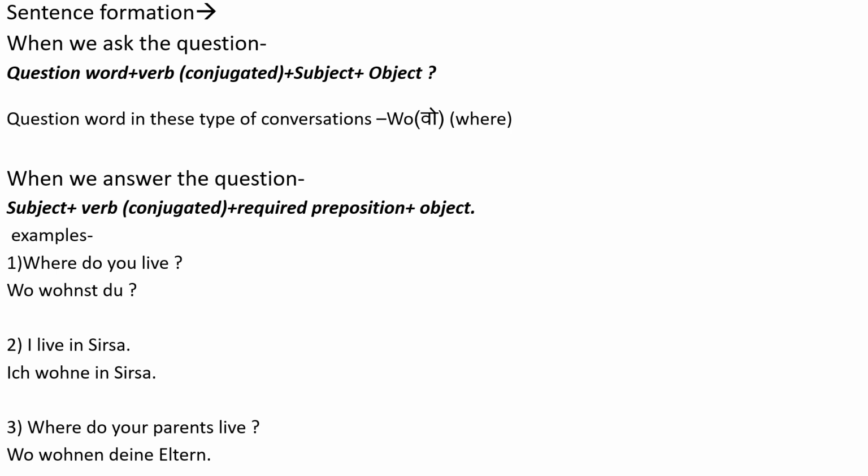Where do your parents live? At first wo, then the verb wohnen. Wohnen is conjugated according to your parents. Your parents means deine Eltern. Deine Eltern is plural, so with plural we use wohnen as it is. So, wo wohnen deine Eltern?